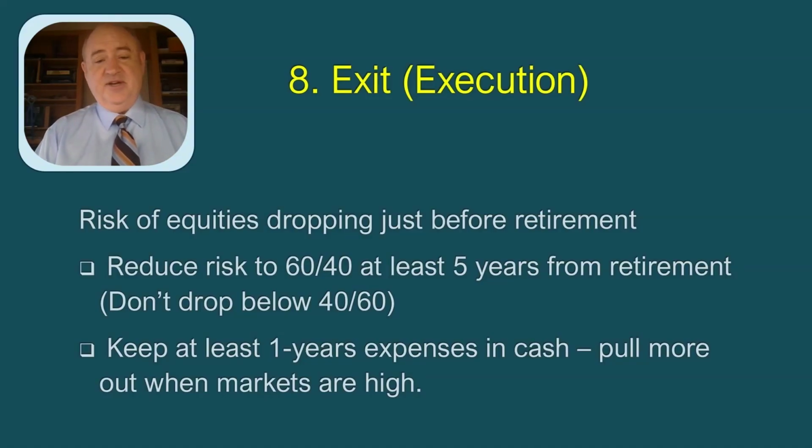The other thing is on execution. Keep at least 1 year's expenses in cash. And when the market's high, go pull out extra. Go pull out 2-3 years of expenses in cash so that during that market dip, you don't need to go be selling equities to pay for your life.